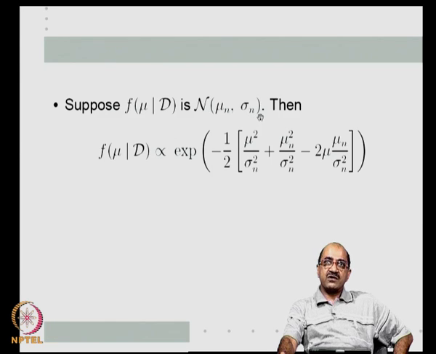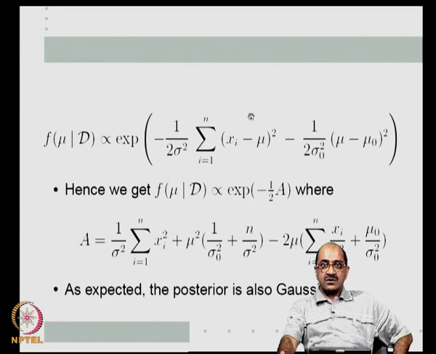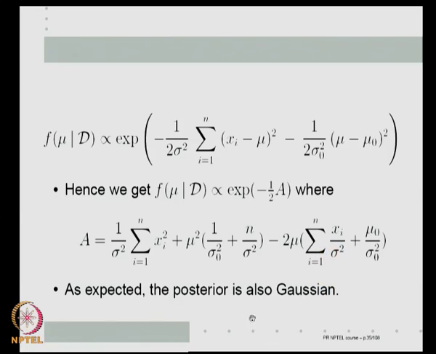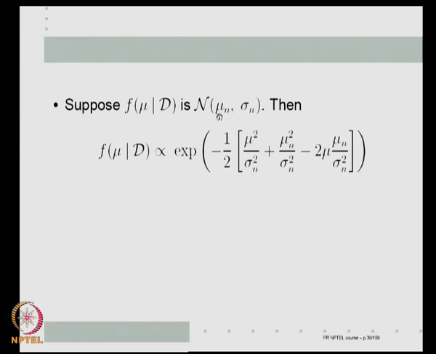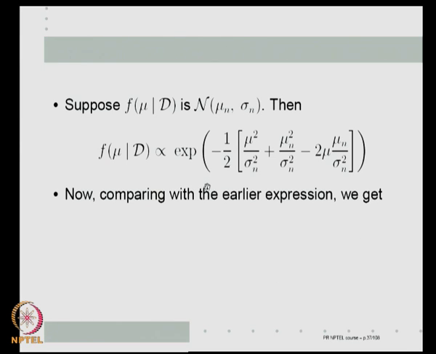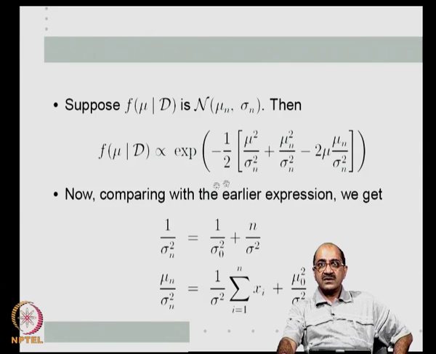mu minus mu n whole square by sigma n square, that is mu square by sigma n square, mu n square by sigma n square minus 2 mu mu n by sigma n square. So, this will be the quadratic inside the exponent if the posterior is normal with mean mu n and variance sigma n square. We know what is the actual quadratic in the posterior. This is the actual quadratic in the posterior. So, if I want to find what is mu n and sigma n, I have to just compare the terms, right, between that quadratic and this quadratic.